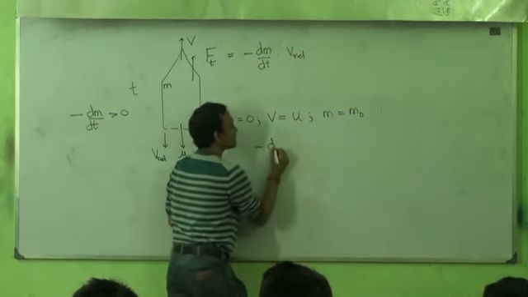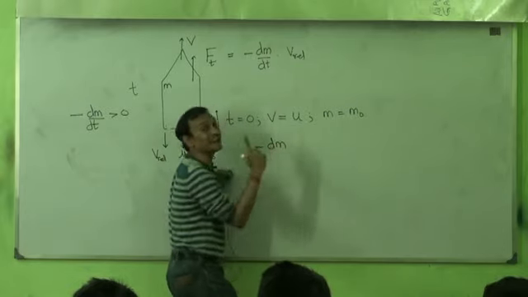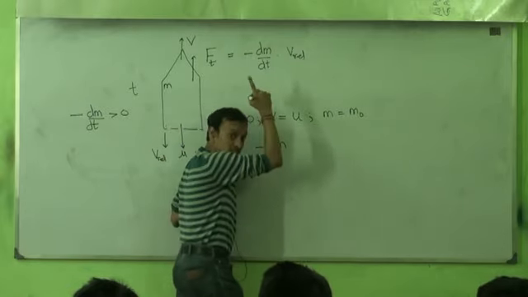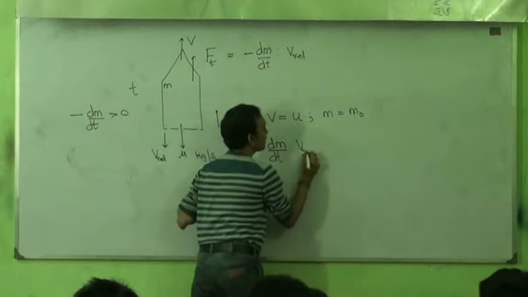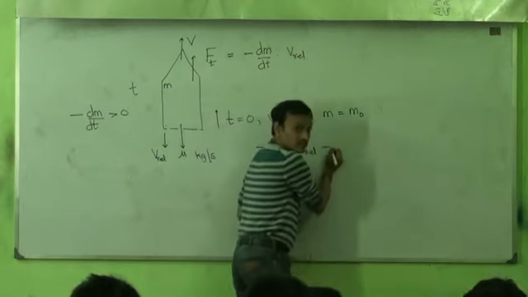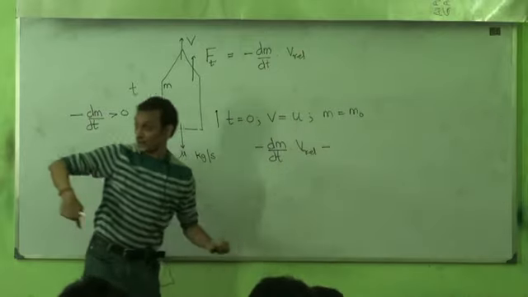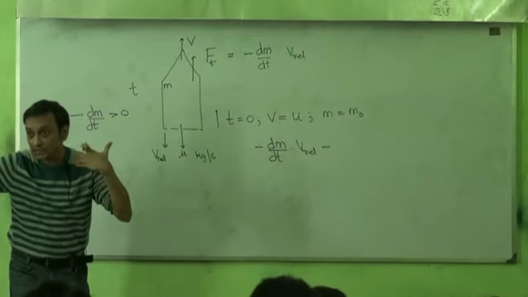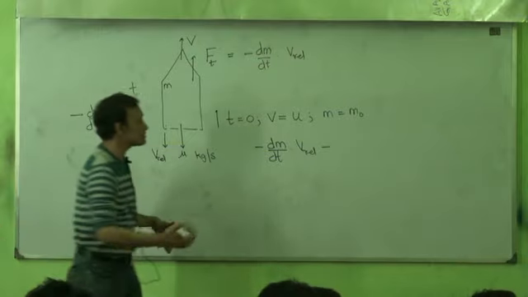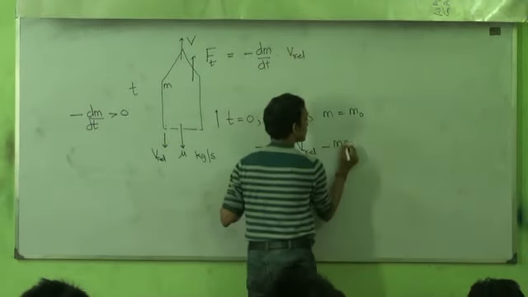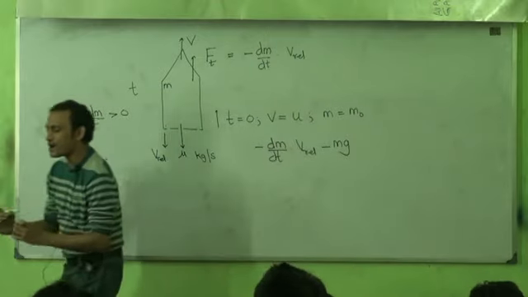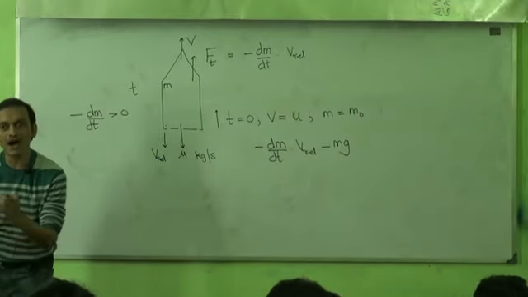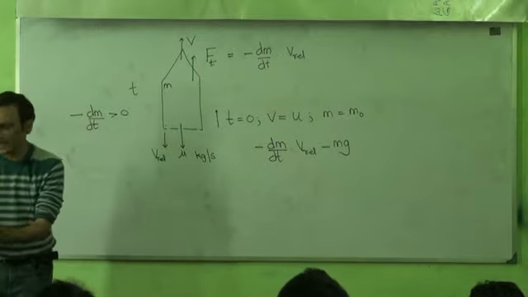What is the summary of all forces acting on the system at this instant of time? The upward thrust, minus dm/dt into vrel, minus mg downwards. At this instant, there is Mother Earth acting downwards. And this must be equal to mass into dv/dt, mass into dv/dt from the second law.